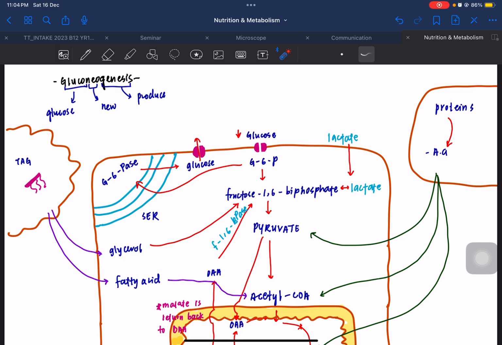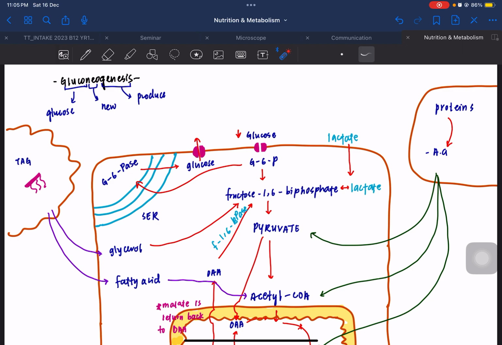So today I'm going to continue from the previous video, which was glycogenesis. We explained how glucose is converted to glycogen, and glycogen is the polysaccharide of glucose. Okay, so now I will continue with gluconeogenesis. When you see gluco, it refers to glucose. Neo refers to new. Genesis refers to produce. So you want to produce new glucose, isn't it?